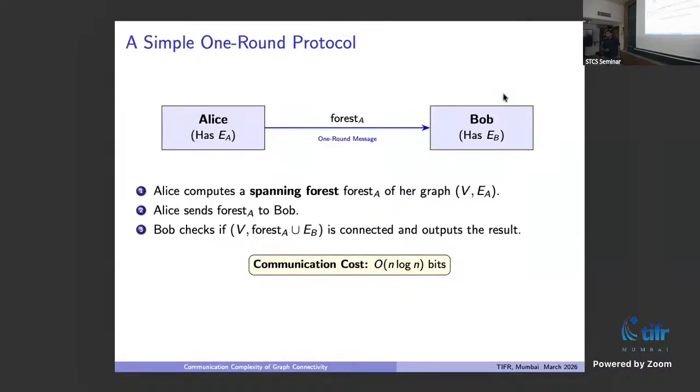So it's a Boolean function. They want to determine whether the union graph is connected. There's a simple one-round protocol for this. And the one-round protocol, let me be clear: Alice can send Bob a message, and Bob will know whether the graph is connected or not.